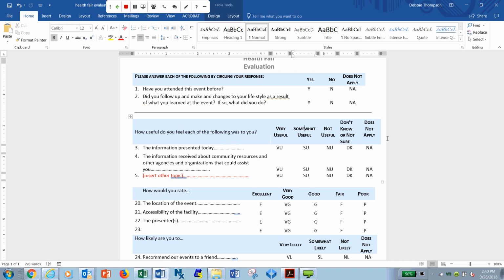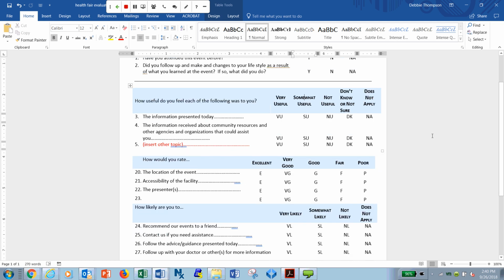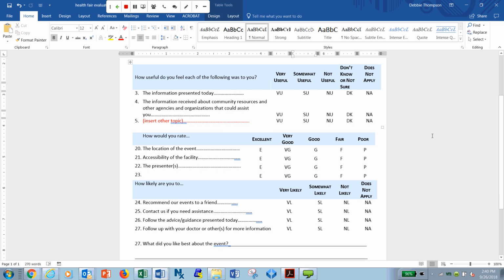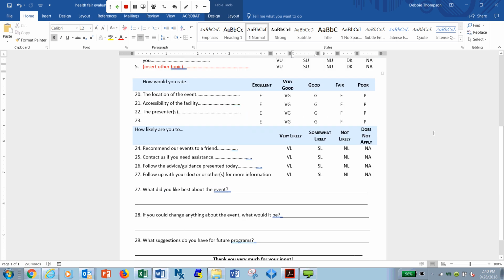Or you can say, you know, how useful was the information presented today? Or the information received about community resources, okay? And then intent to change behavior. We have a section at the bottom, how likely are you to recommend the events to a friend or follow the guidance and advice that was presented today or follow up with your doctor or others for more information. That percentage of people that say very likely to change their behavior, again, that's a short-term outcome for your program. So these are examples of how you can use this information.